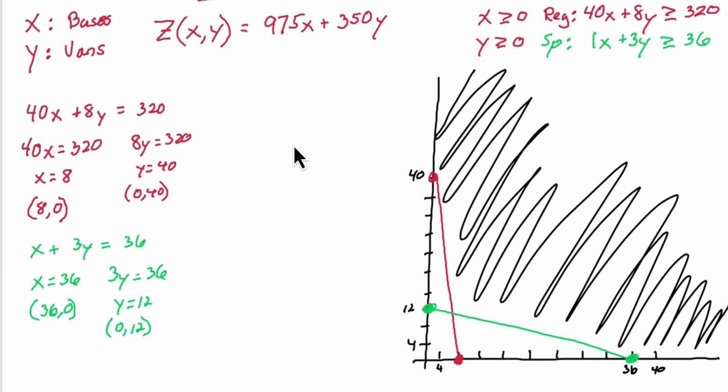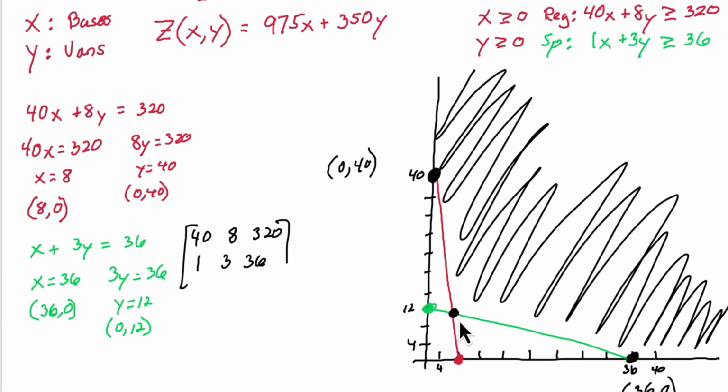Our next goal is to look at the vertices of that shaded region and plug them into the objective function that we found at the beginning. The first vertex is somewhat obvious. It is 0, 40. The intersection vertex we don't actually have yet. And then the other vertex we know to be 36, 0. So our next goal is to figure out the intersection point here. We can do that by solving this system of equations. I'm going to use a matrix to do that. We have 40, 8, and 320, 1, 3, 36. Let's throw that into a matrix and reduce the matrix.